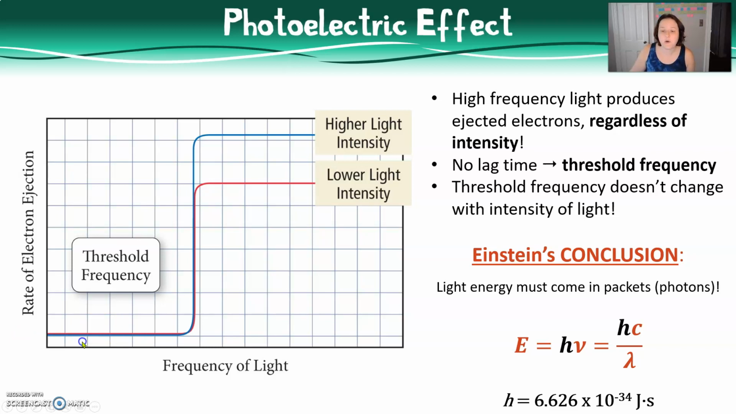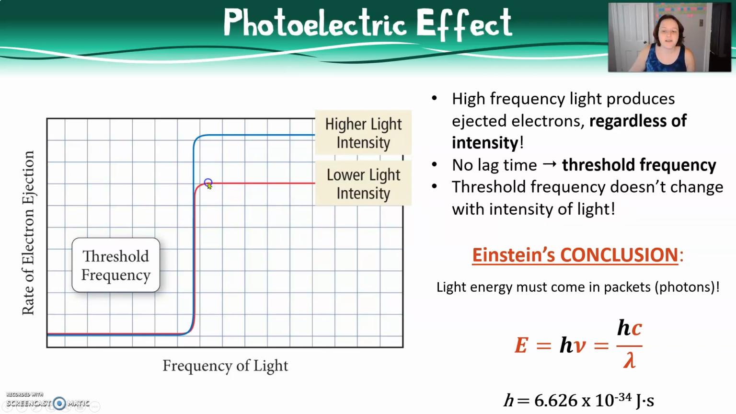Now note that at low frequencies, there is a very low rate of electron ejection, and that this rate does not change as we steadily increase the frequency of the light, moving from left to right on the x-axis. However, at a very specific frequency, we suddenly see a spike in the rate of electron ejection, almost as if we've suddenly turned on the emission of the electrons from the surface of the metal.